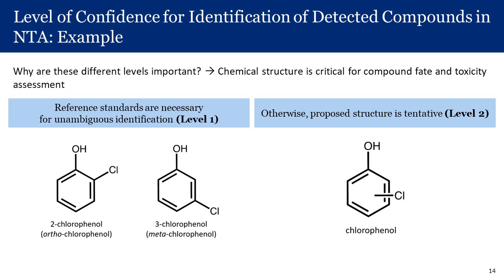If you don't have reference standards, the way we typically deal with this is that we propose a tentative structure, which is level 2, which is indicated here on the right side, where we basically indicate with this horizontal line on the chlorine that we know that there is a chlorine present. And as I mentioned earlier, we can do this, for example, by chlorine isotope pattern detection. But we don't really know exactly what the location of this chlorine is. So it could appear right next to the hydroxy group, or it could be in any other position of this ring system that you see here.